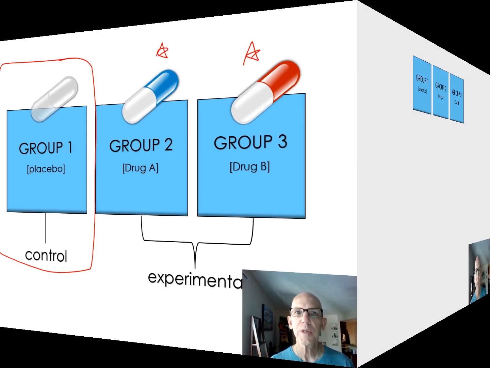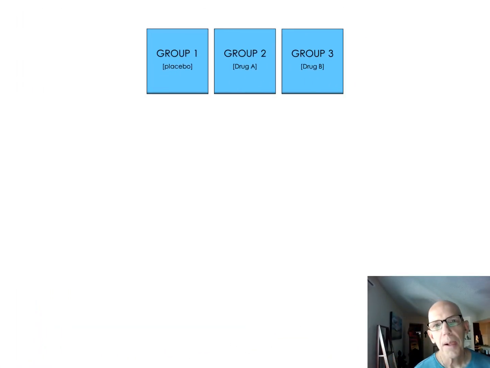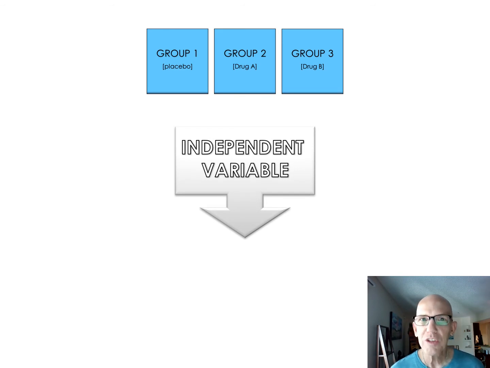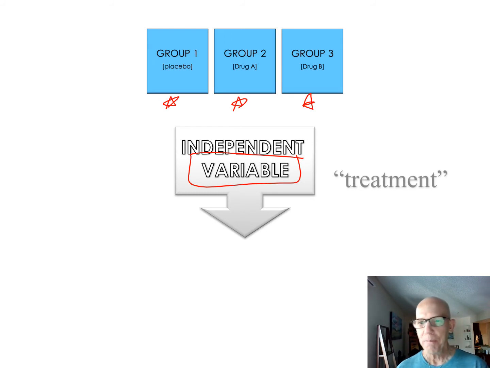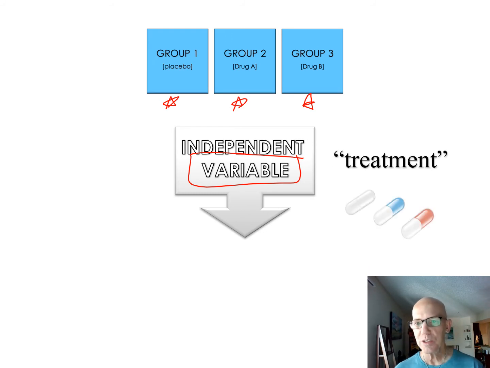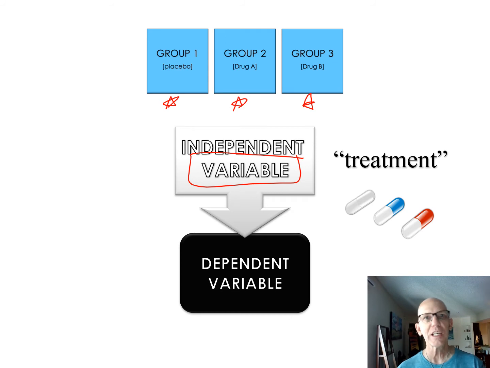So in this experiment, the independent variable is how I treat these three groups differently. If I treated them the same, it wouldn't vary. It would be static. That's why it's a variable, right? It's changing. And so that's the treatment. What's the treatment? Which pill I give them. That's why I use the medical example. If I give you a different pill, hopefully you have a different reaction.